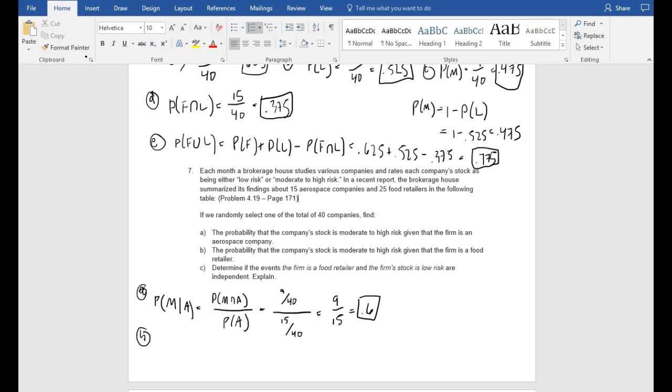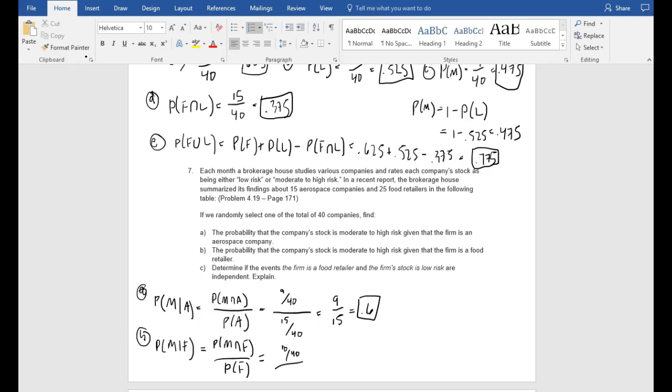B, probability that the company's stock is moderate to high risk given the firm is a food retailer. So this is going to be very similar. Given that it's a food retailer, probability that it's moderate to high risk. We again do the intersection on top and the probability of the given on the bottom. And the intersection is 10 over 40.